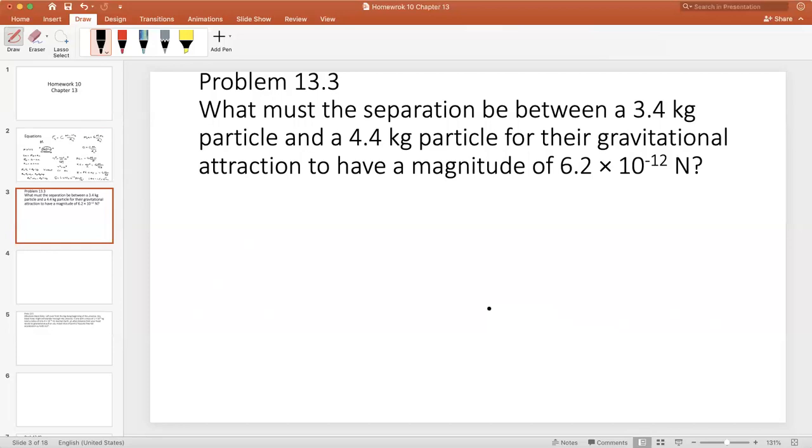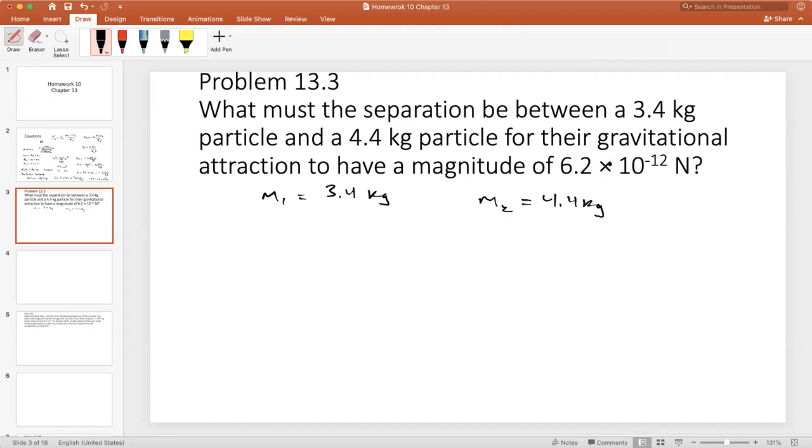So first of all, what are they giving us? That's always our first step in any of these problems. We need to look at what they are specifically giving us. So what are each of these quantities here? Mass 1 is 3.4 kilograms. Mass 2 is 4.4 kilograms, if we need it.